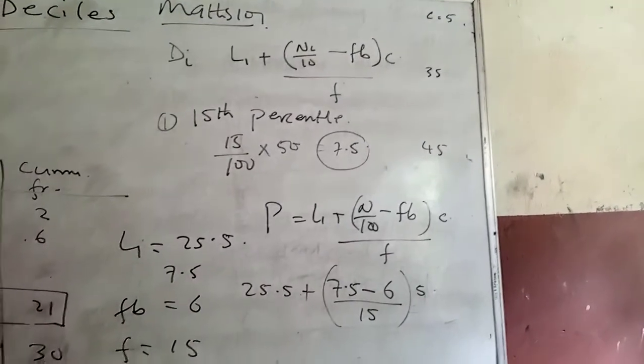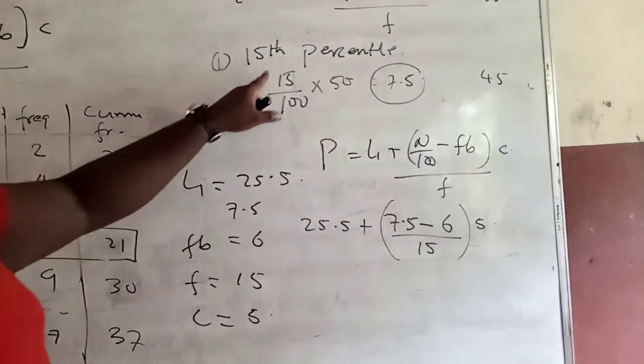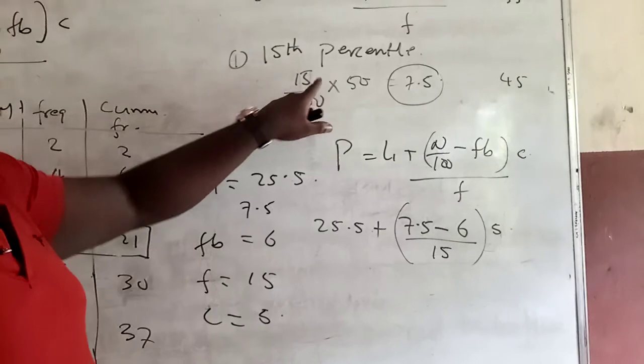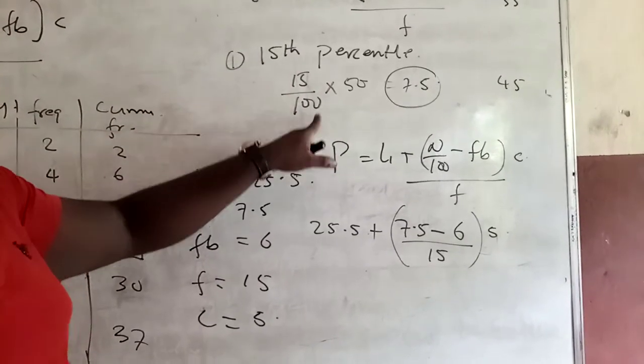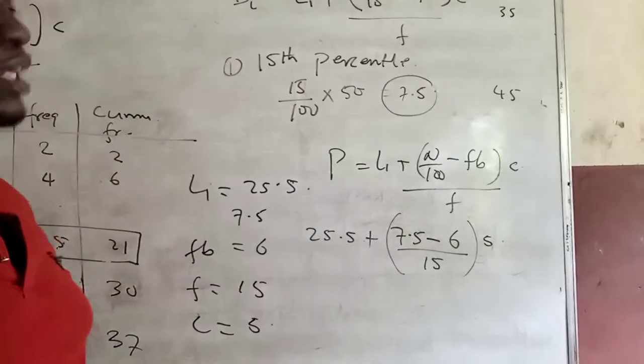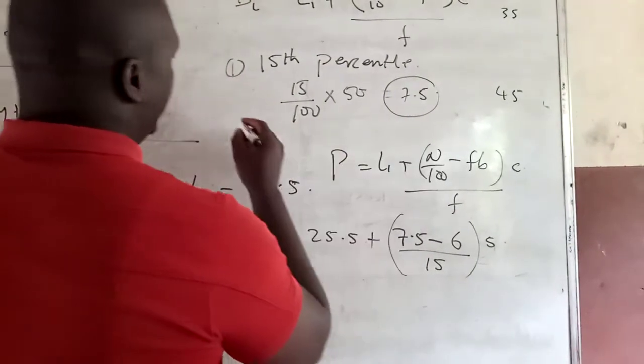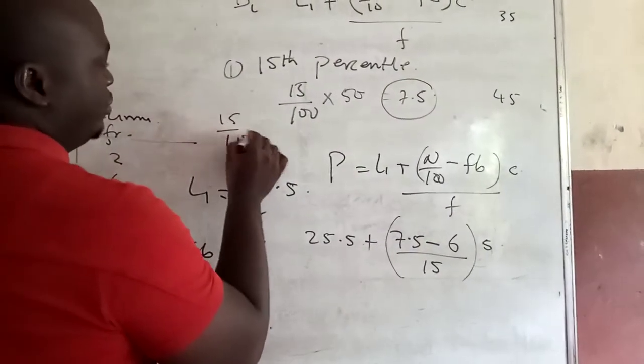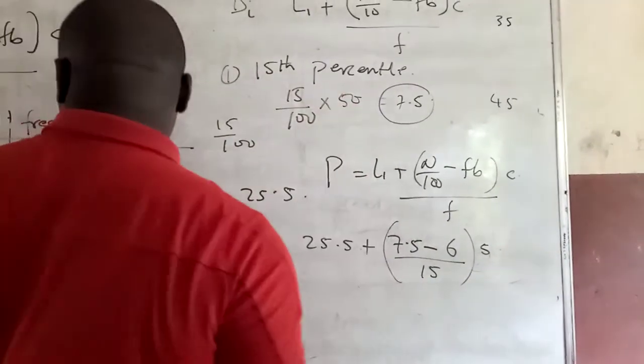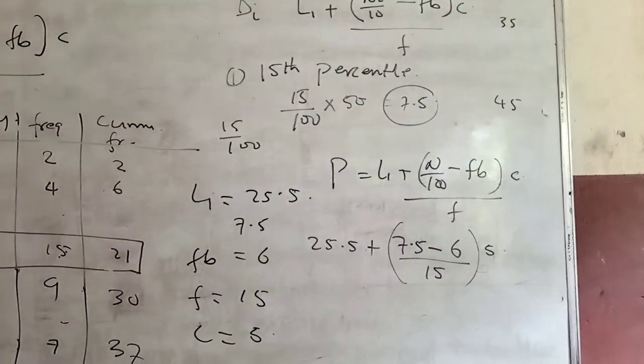Please, it should be noted, because you see this formula, you can see that when I divided 15 by 100, I times it by 50. Do not make the mistake of just because you saw the formula here, you go and do 15 divided by 100, just like that, without multiplying it by the total number of the frequency. You will fail it, please. Take note.